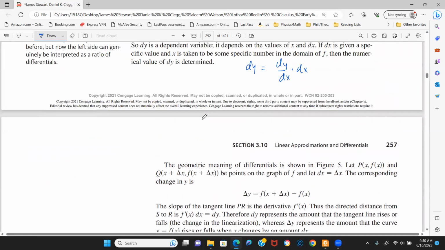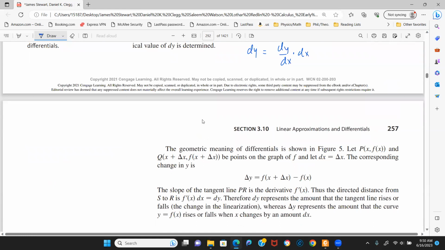So the idea is that if you have a point on the curve, so you start with a function f of x, you have a point, this point P, and then you have some point nearby. So we'll probably take delta x to be a small number.